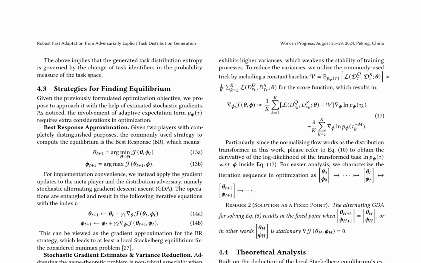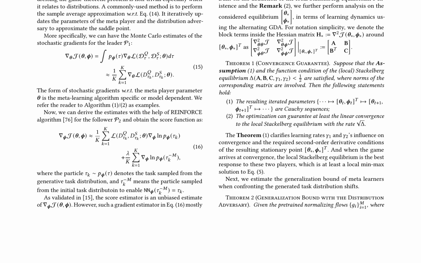The paper explores strategies for achieving equilibrium in a game-theoretic framework, focusing on robust fast adaptation from adversarial task distribution generation. It proposes using stochastic alternating gradient descent-ascent, GDA, for the meta-player and the distribution adversary to achieve at least a local Stackelberg equilibrium. This approach involves estimating stochastic gradients and reducing variance through baseline adjustments. Theoretical analysis, including convergence guarantees and a generalization bound for meta-learners, is also presented.